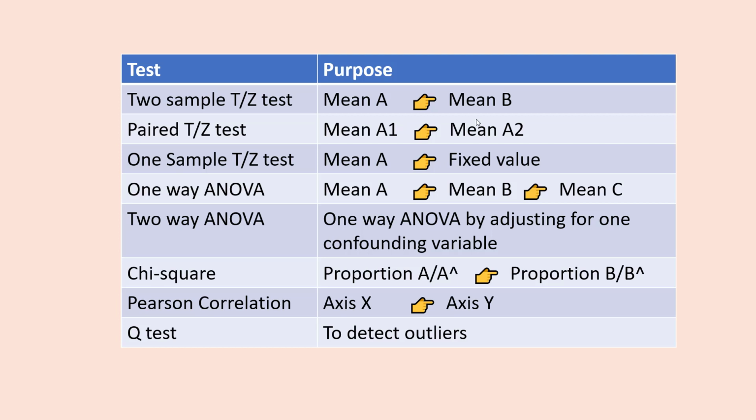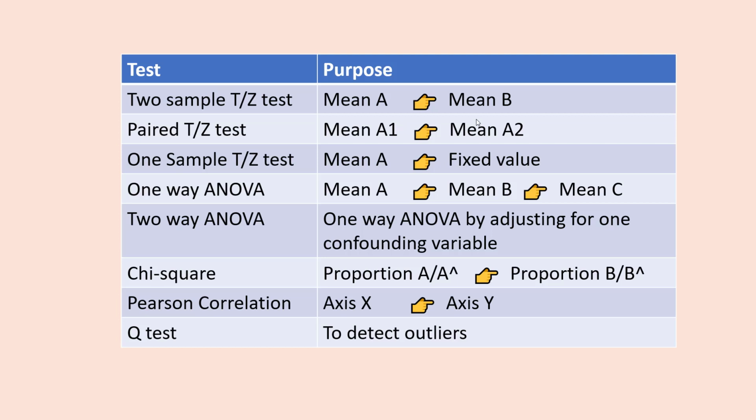Chi-square test, this is the answer for this specific question. We compare two proportions. Out of 100, this many developed disease in group A. Out of 100, this many patients develop this disease in group B. So to compare the proportions, we use chi-square test.